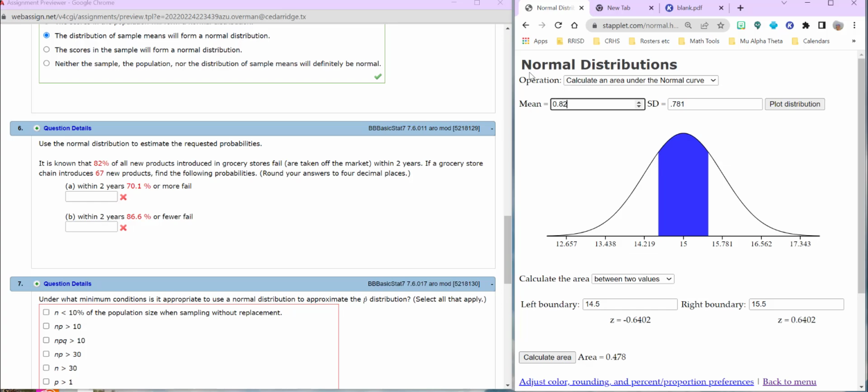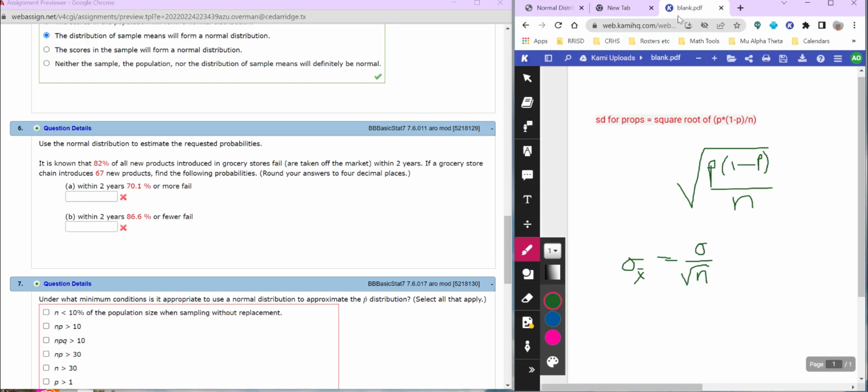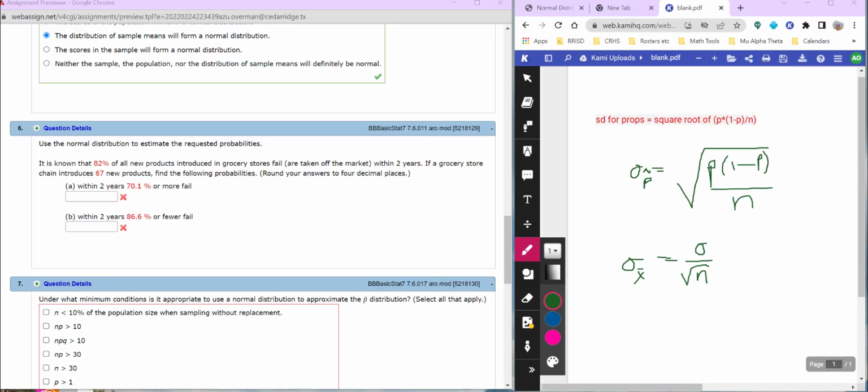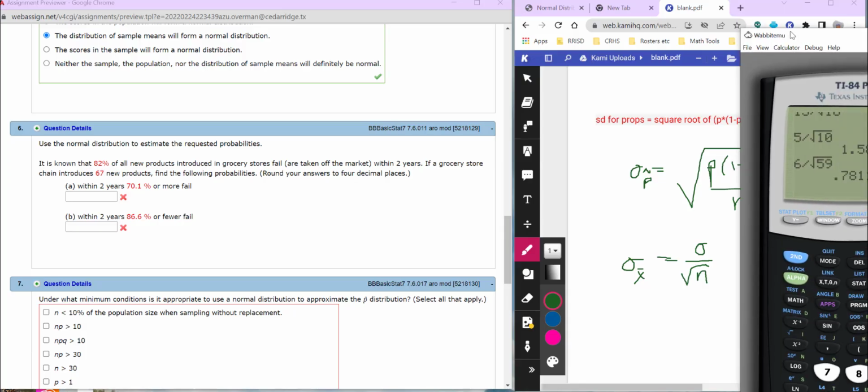All right, so we know that P is 0.82, so I'm going to put 0.82 here. And then I'm doing standard deviation for proportion, so that's sigma p hat. Pretend that's a little p hat. That's what I'm using. So these guys, you really want them on your cheat sheet, and they should be on the board, hopefully. All right, so my N is 67, P is 0.82.